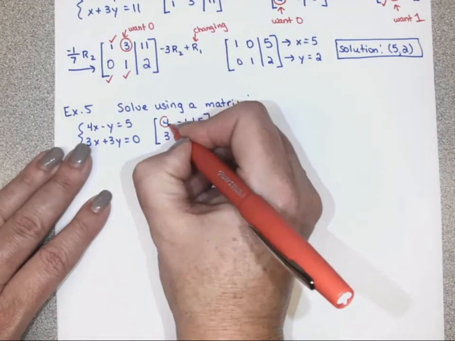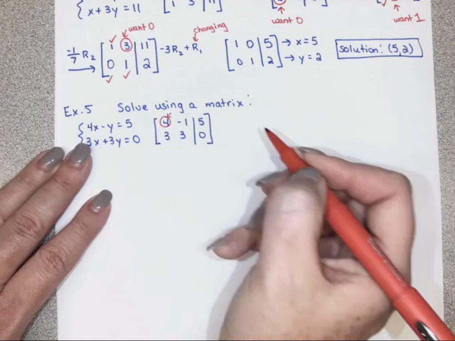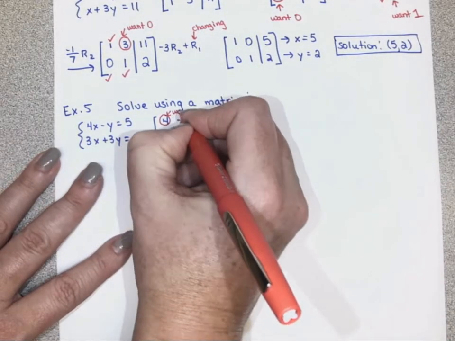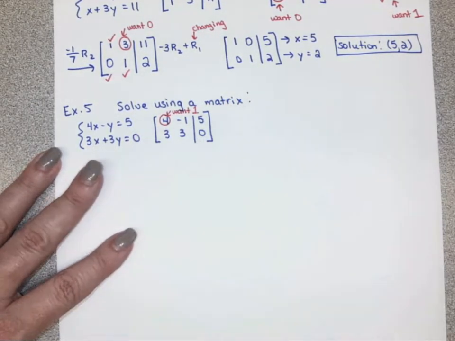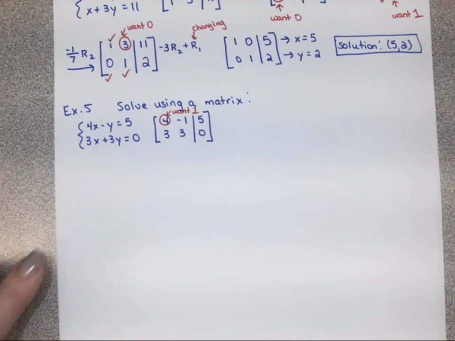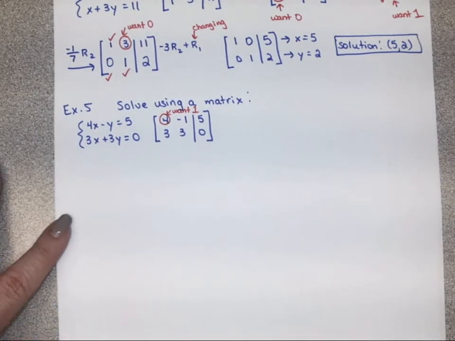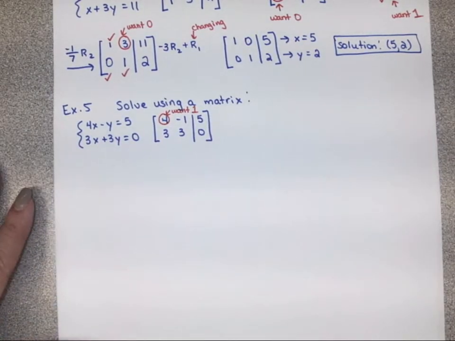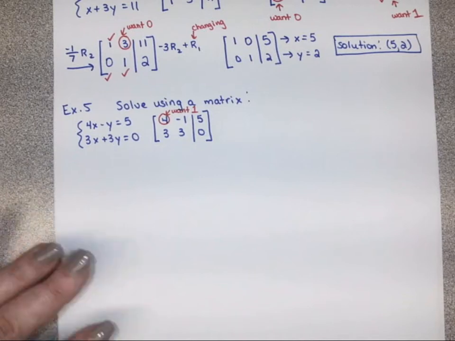We want to start with 4, right? And we want to remember what we want 4 to be, right? What do we want 4 to be? We want 4 to be 1. Okay? So notice a row swap isn't really going to help us here, right? A row swap wouldn't get us the 1. It would just put a 3 in that spot, so that's not necessarily helpful.